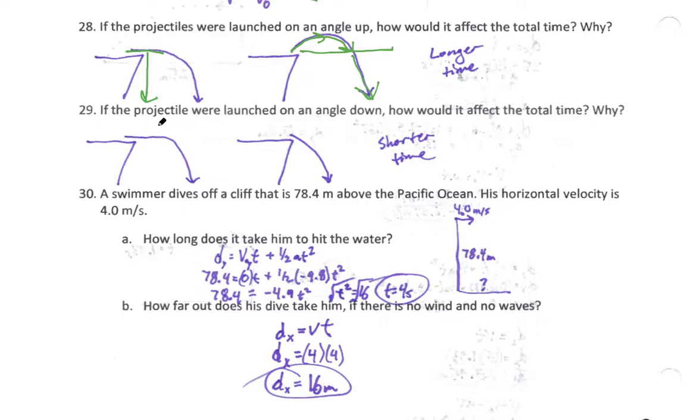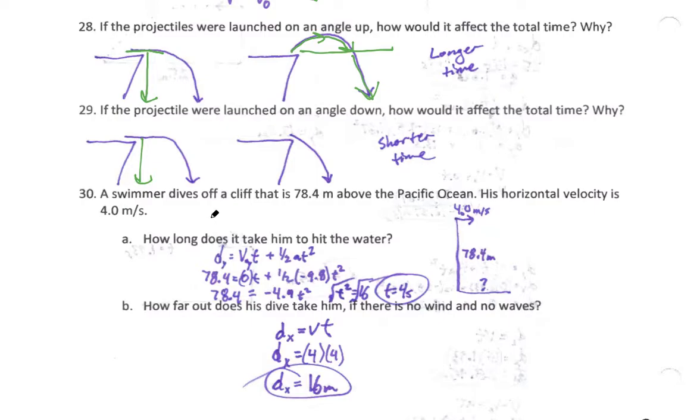For 29, if a projectile were launched at an angle down, how would that affect the total time in y? Well, again, if I were just launching it straight out or dropping it straight down, both are going to take the same amount of time. But if I throw it straight down or at an angle down, I'm going to have a shorter time because it's almost like I'm helping gravity out. I'm giving it an initial velocity in the downwards direction, plus gravity is also pulling it down, so it's going to have a fairly short time in comparison to had I just dropped it or thrown it horizontally.